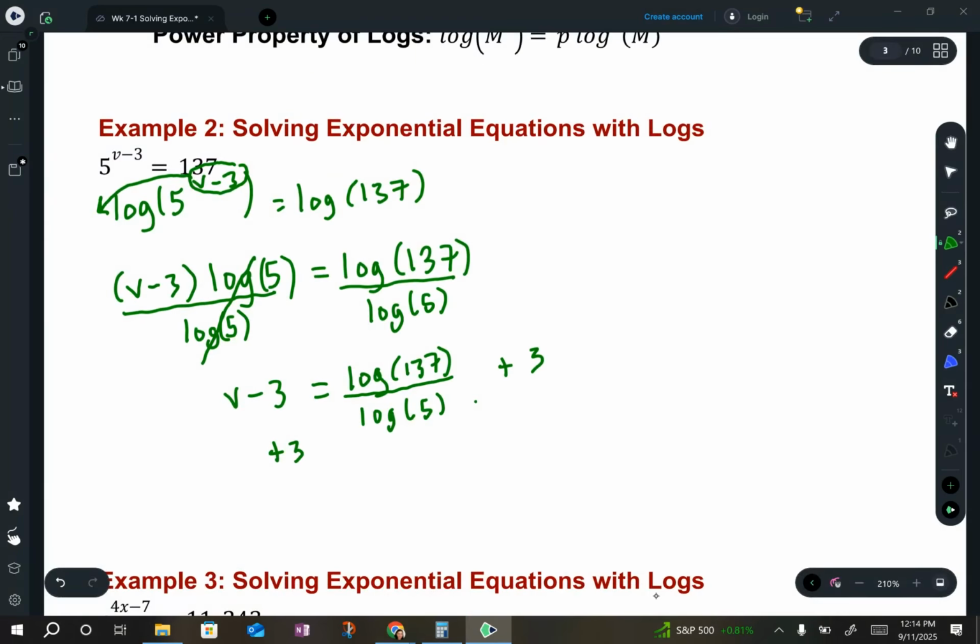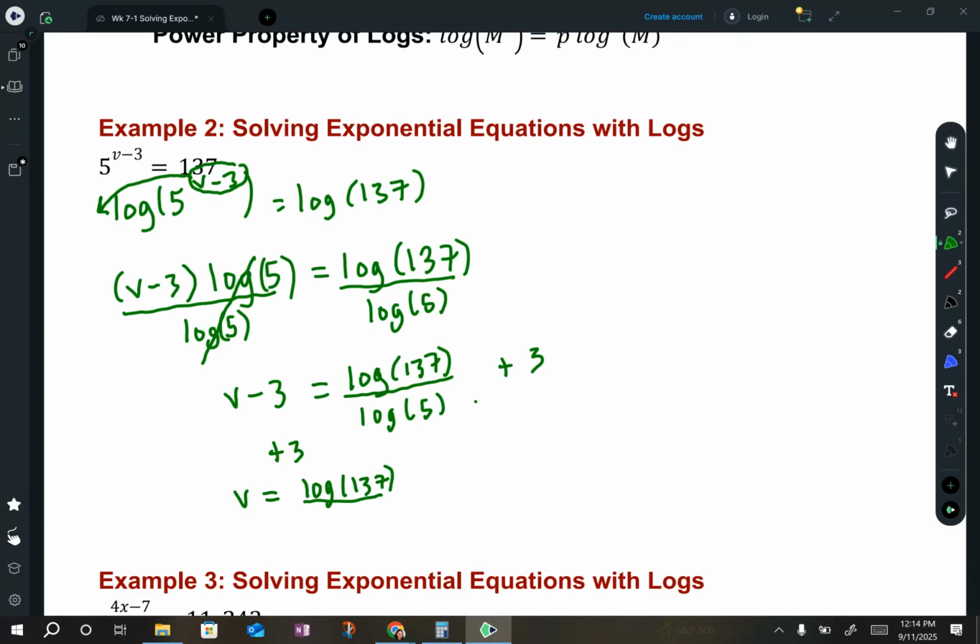And this gives me v equals log 137 over log 5 plus 3. Now, that is actually a fine answer. It doesn't look great if you're not used to looking at it, because log 137 is kind of a weird-looking number. It's not what we're used to seeing. But this is a fine, exact solution.